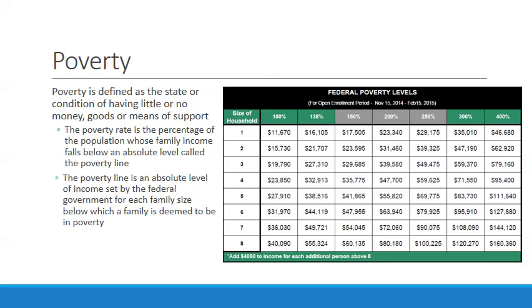So the poverty line is an absolute level of income set by the federal government for each family size below which a family is deemed to be in poverty.